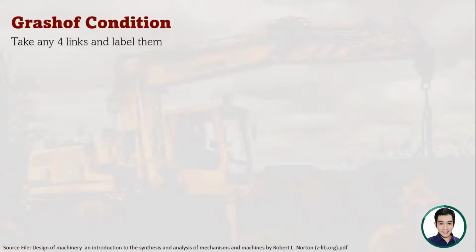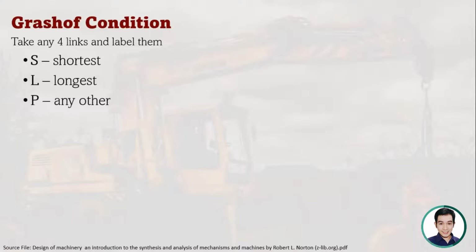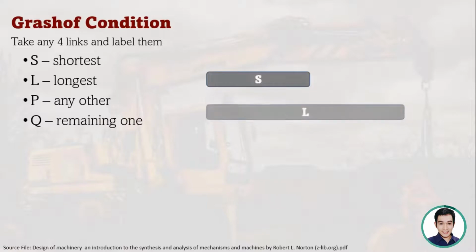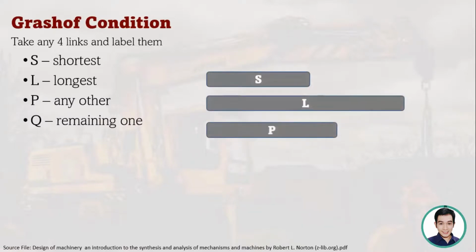Say for example you have 4 links and you label them S as the shortest, L as the longest, and the other 2 as the P and Q links. So you have S, the shortest link, L, the longest link, and P and Q, the links that have a length in between the shortest and the longest. We have 4 links because we have a 4-bar linkage here.